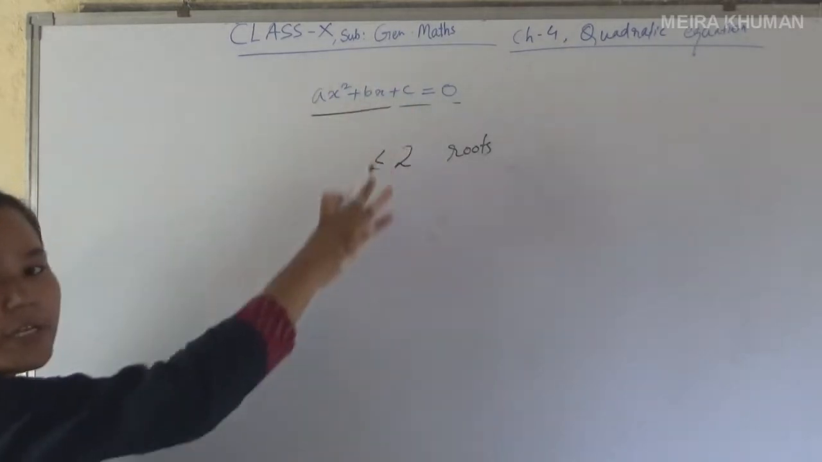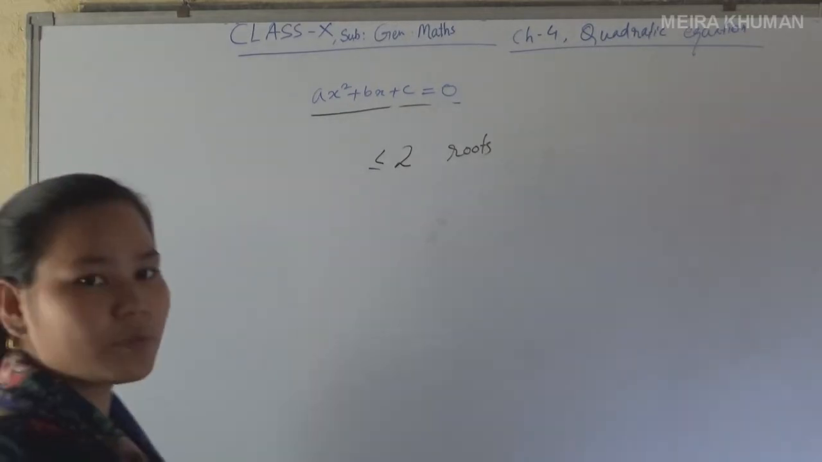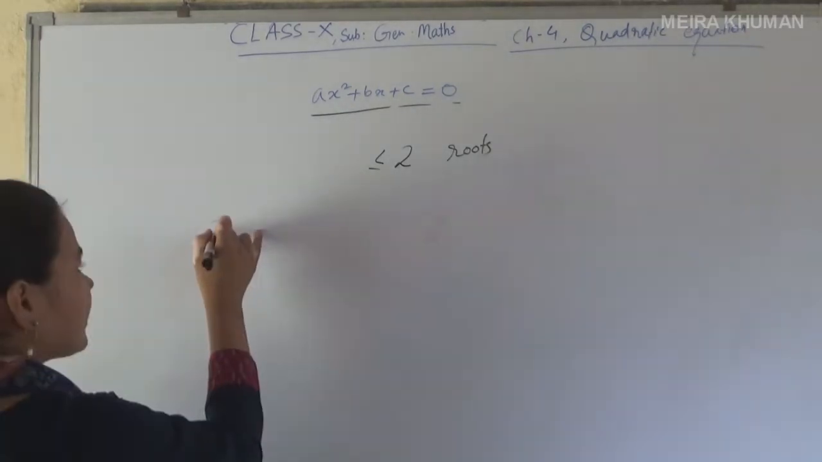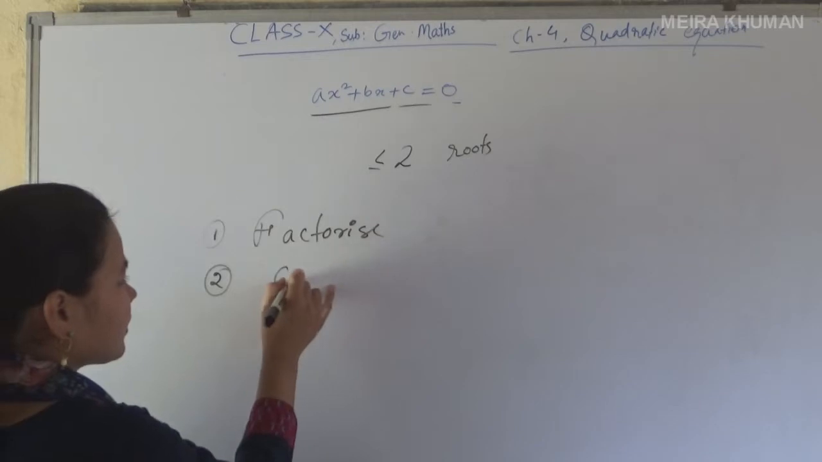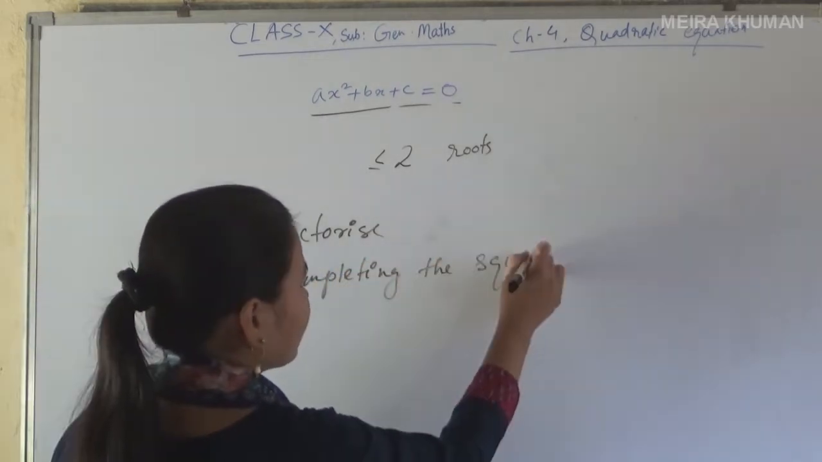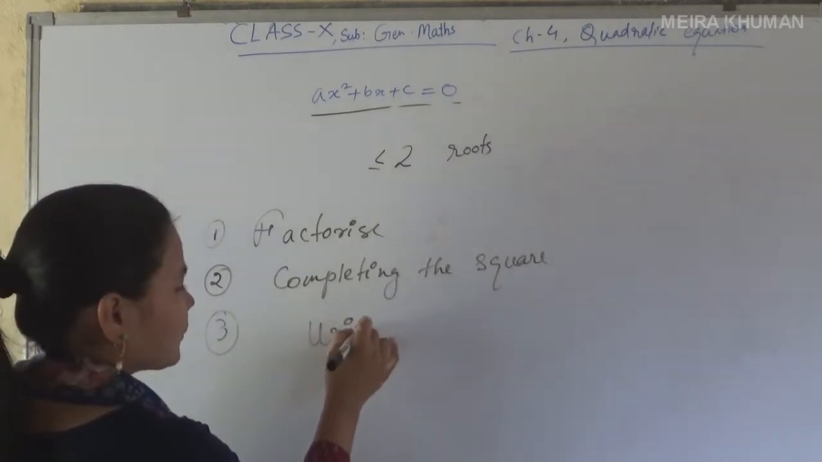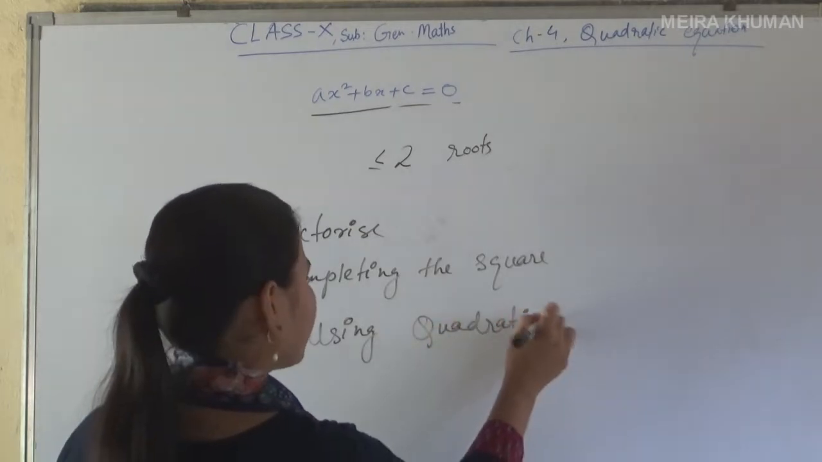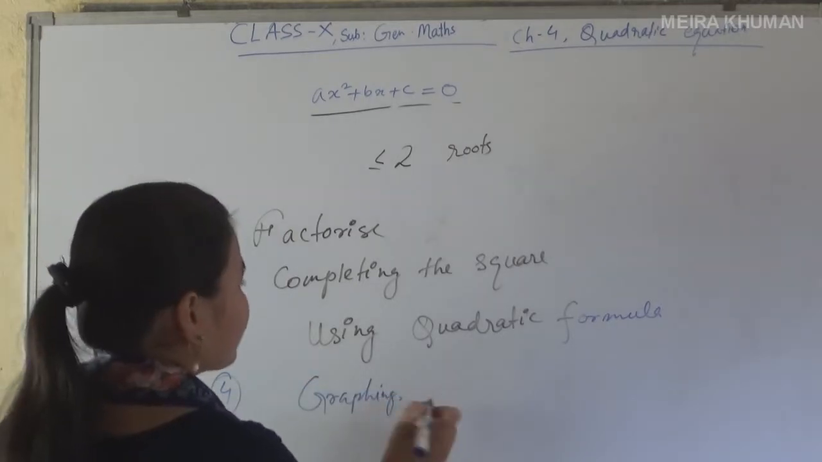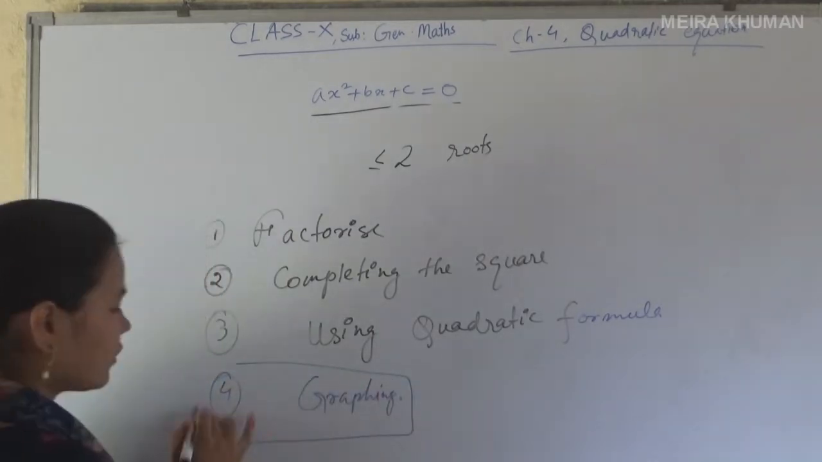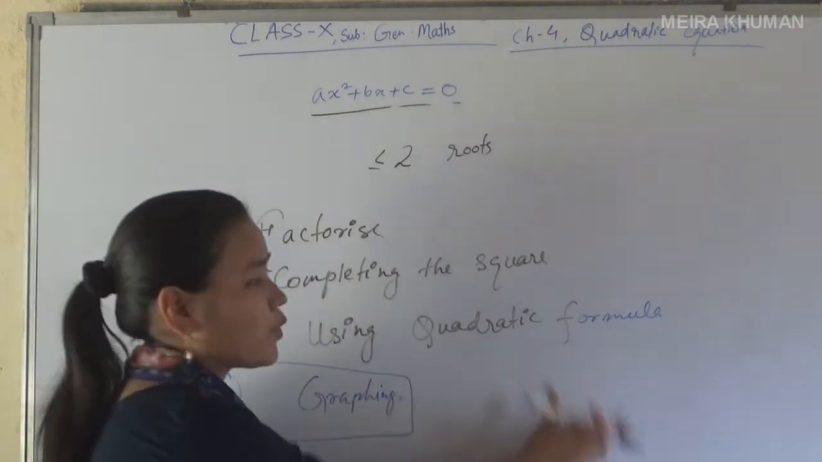So this type of quadratic equation you can solve by the factorization method, the completing the square method, then by using the quadratic formula, or graphing. First is the factorization method. Second is completing the square. Then next is using the quadratic formula, and fourth is graphing. This graphing is not in your syllabus. We will discuss only these three methods: factorization, completing the square, and using the quadratic formula.